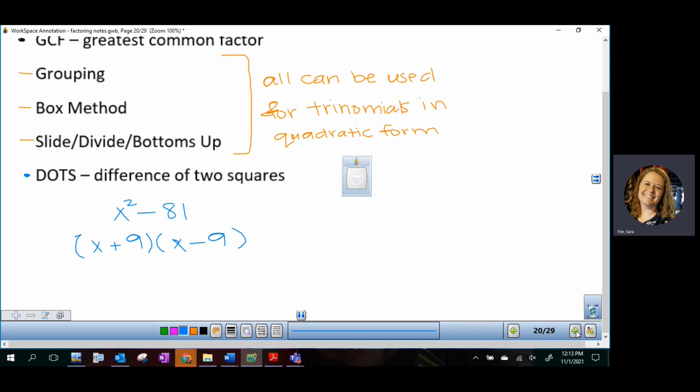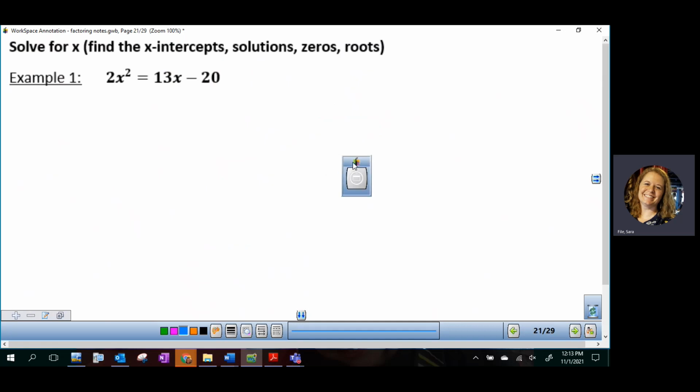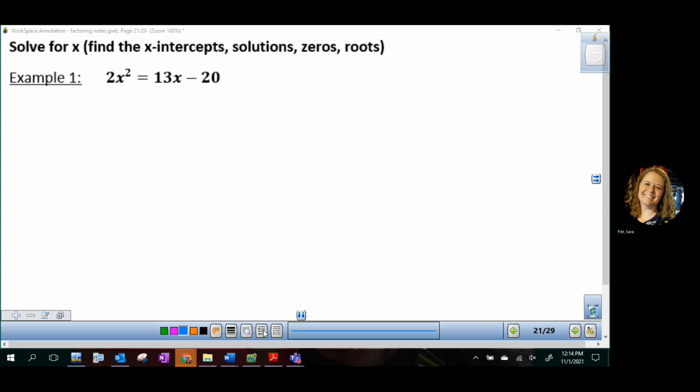So with number 1 on the back, on the examples, I'm going to go through all 3 methods. I'm going to show grouping, box method, slide divide. And then you get to pick which of those methods makes the most sense to me or looks the easiest or I like the best. Okay, and that's what you can use. You do not have to be able to do all of the methods. You need to be able to do one of them. Okay, you need to be able to factor.